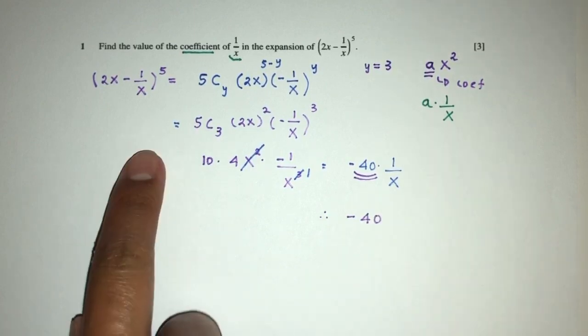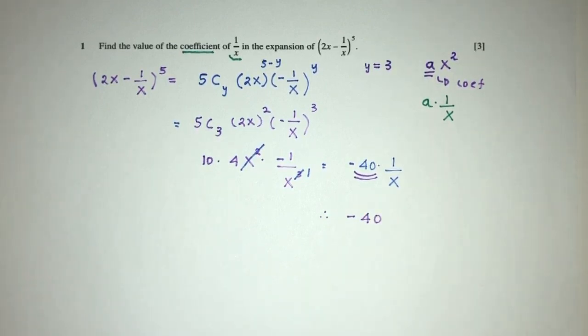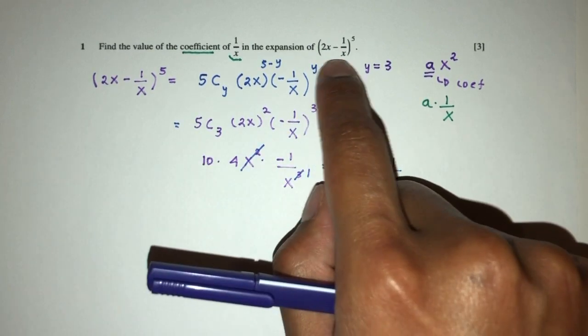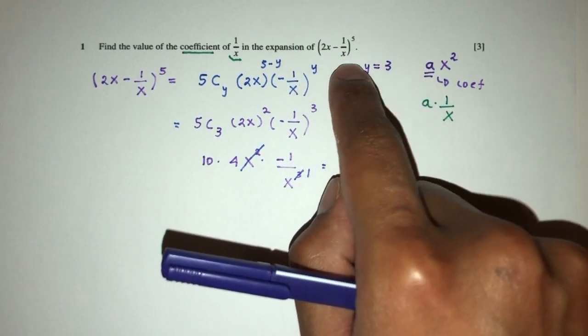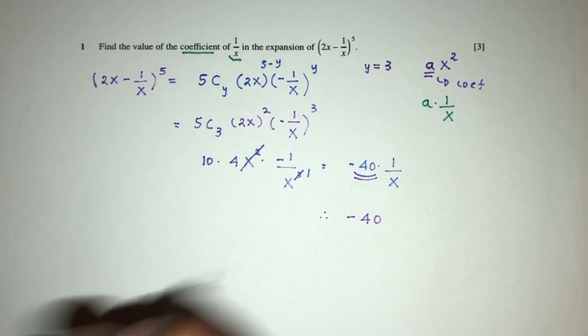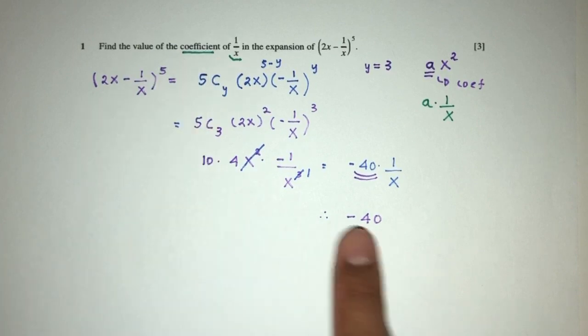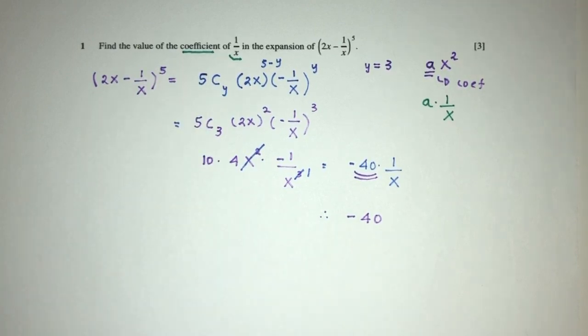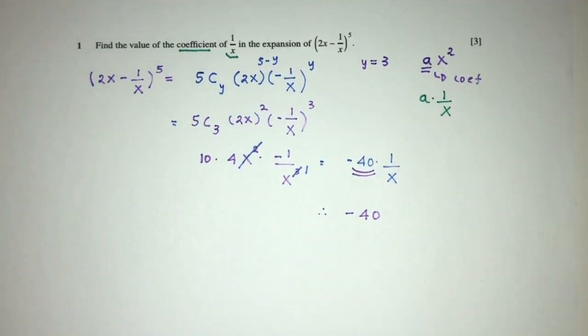Now again, this is only one of the ways of doing that question. However, if you guys are not comfortable with this method, you can always expand everything and then choose the one which has the term 1 over x and just provide the coefficient as your value for your answer. This is the question for this binomial expansion.